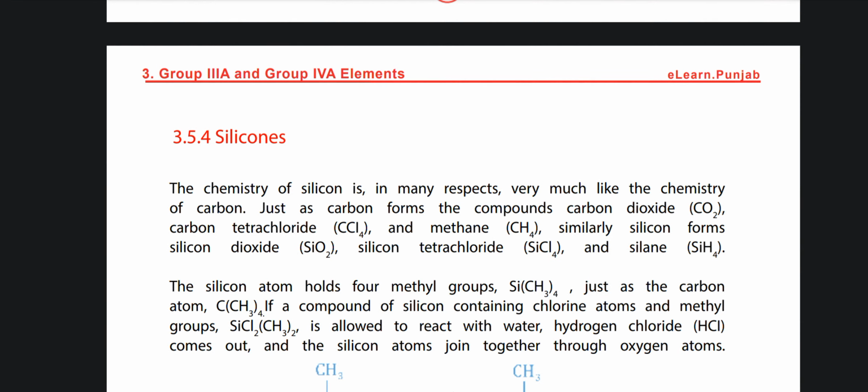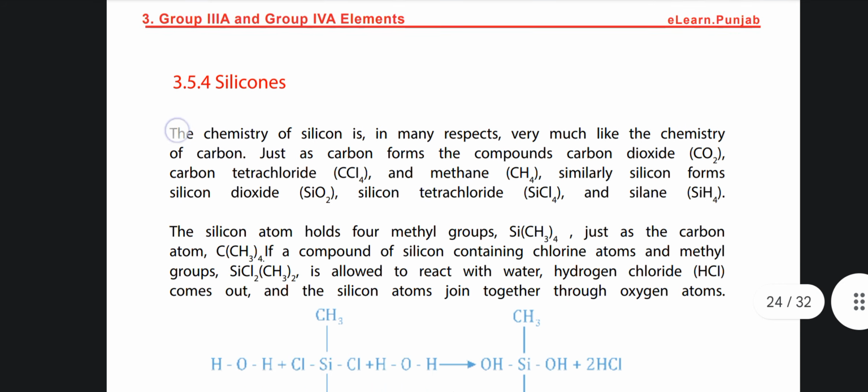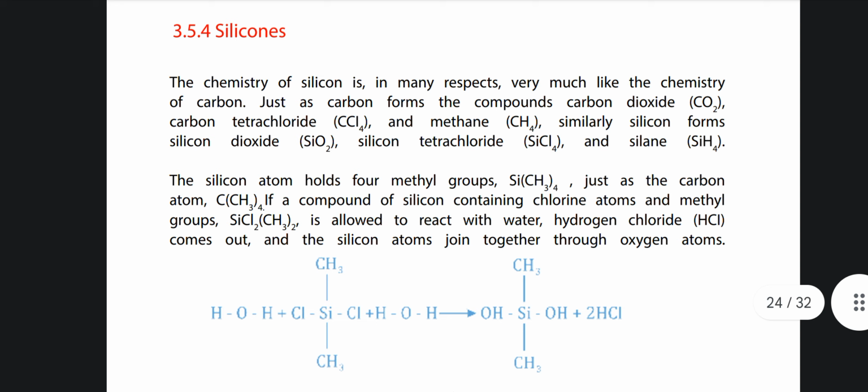Now we are starting 3.5.4 Silicones. The chemistry of silicon is in many respects very much like the chemistry of carbon. Just as carbon forms the compounds carbon dioxide, carbon tetrachloride and methane, similarly silicon forms silicon dioxide, silicon tetrachloride and silane. The silicon atom holds four methyl groups, Si(CH3)4, just as the carbon atom holds C(CH3)4.